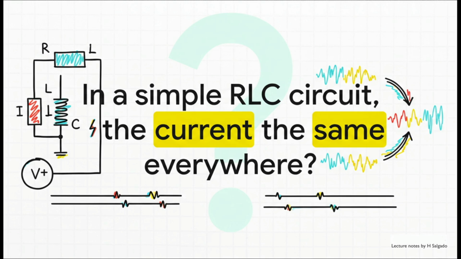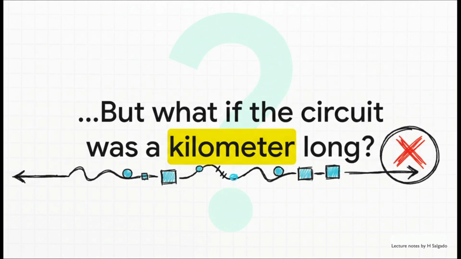And what are you taught to assume? You're taught that the current flowing through the resistor is the exact same, at the exact same instant, as the current flowing through the inductor and the capacitor. And for small circuits on a lab bench, you know what? That assumption works beautifully. But let's blow this up.